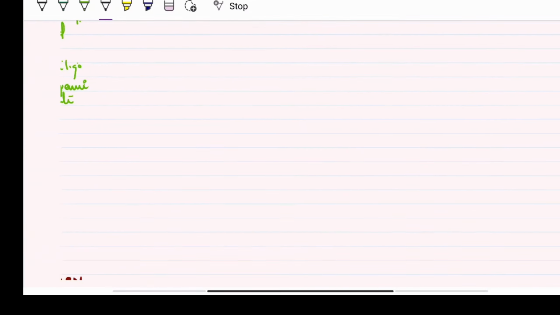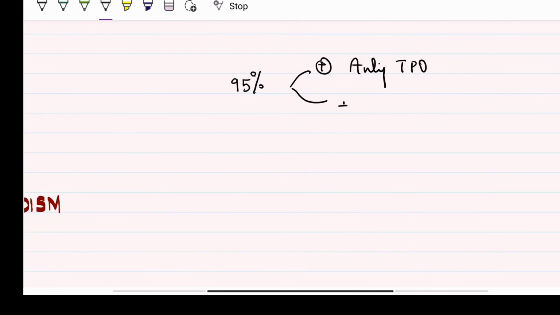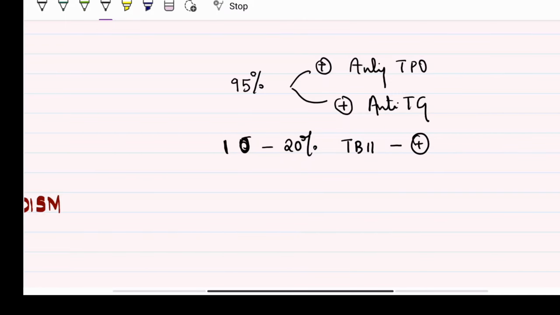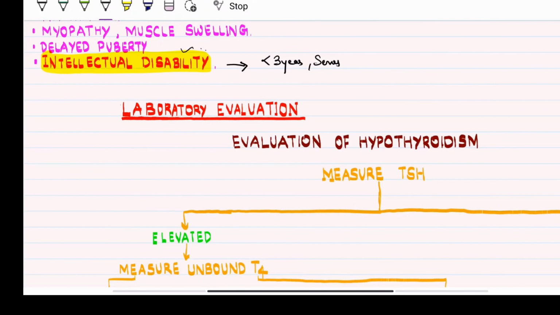Okay. For the laboratory evaluation of hypothyroidism, we should keep in mind that in 95 percent of cases there will be positive anti-TPO antibody as well as positive anti-thyroglobulin antibody, and also in 10 to 20 percent of cases the thyrotropin binding immunoglobulin, that is TBII, will be positive.